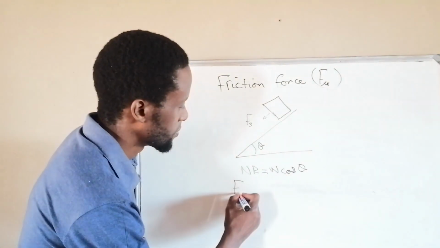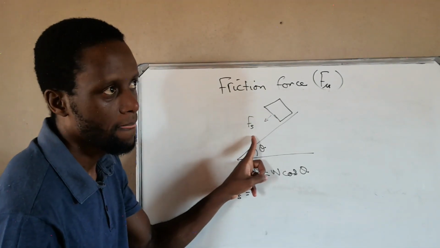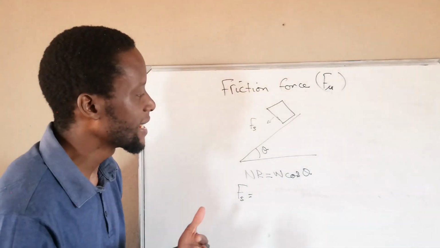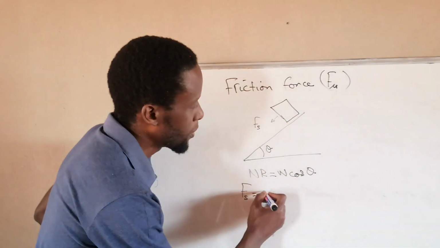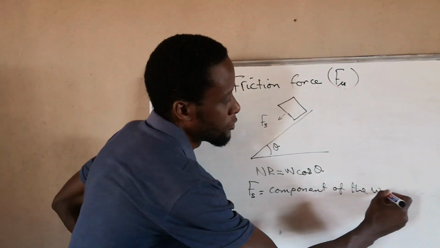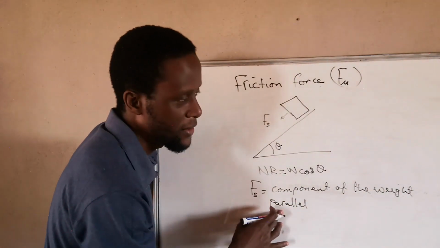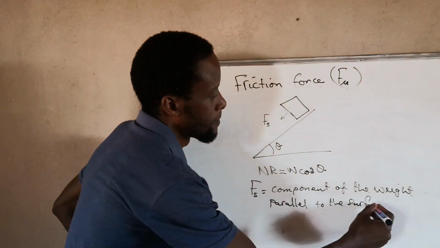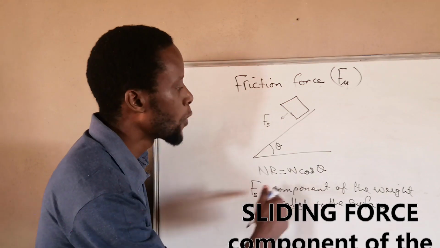It is the force that is attracting the object to move downwards, and it is a component of the weight. We are not pushing the object. The object, because it is on an incline, is being attracted to slide downwards. So we'll define it as a component of the weight parallel. Take note of those terms, parallel and perpendicular. Parallel to the surface or the incline. It is always parallel and it is always going downwards.